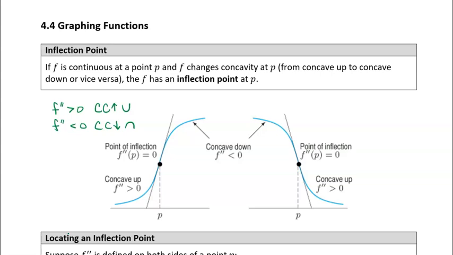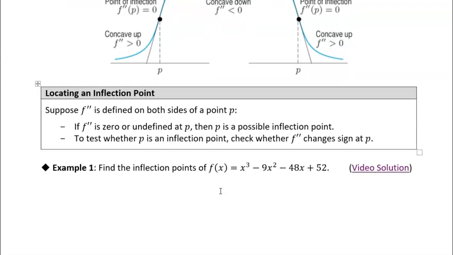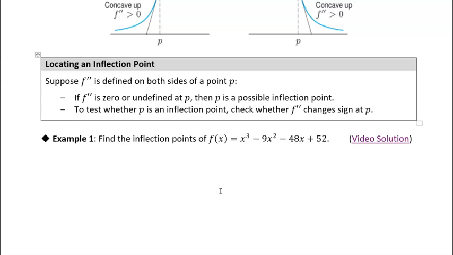And if the second derivative is positive to the left and negative to the right, then it has to pass through 0 at some point if it's continuous. And so we can look for inflection points by setting the second derivative equal to 0. And then we have to test to see that there actually is an inflection there. Okay, so how do we locate inflection points? We find the second derivative, we set it equal to 0, and that gives us the candidates for inflection points, but we have to test that there actually is a change in concavity.